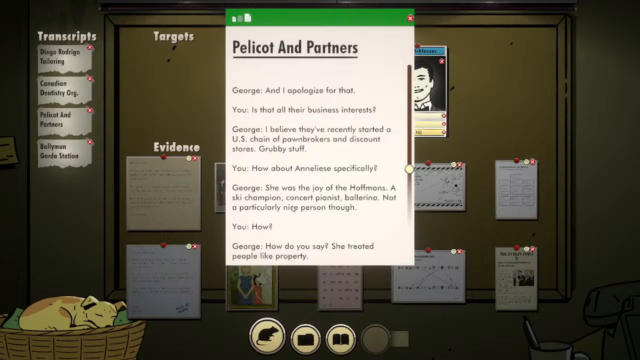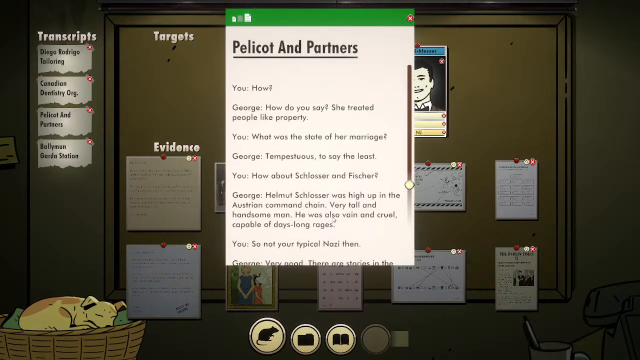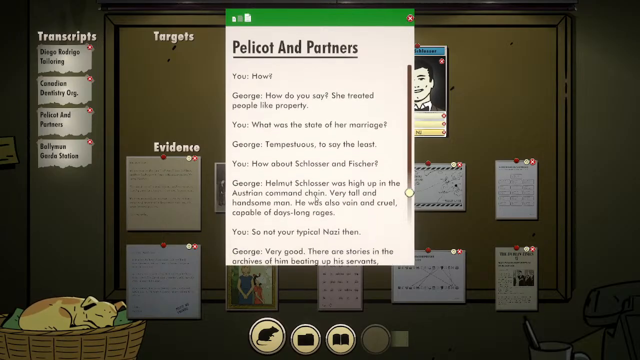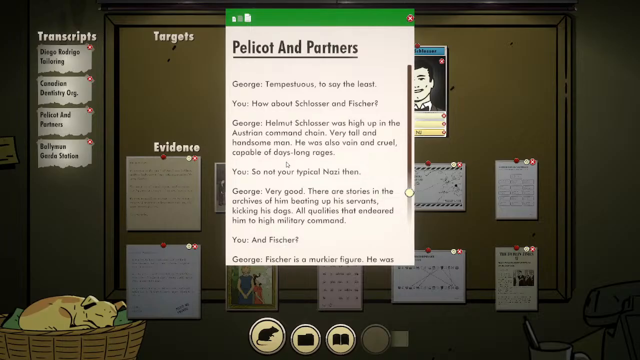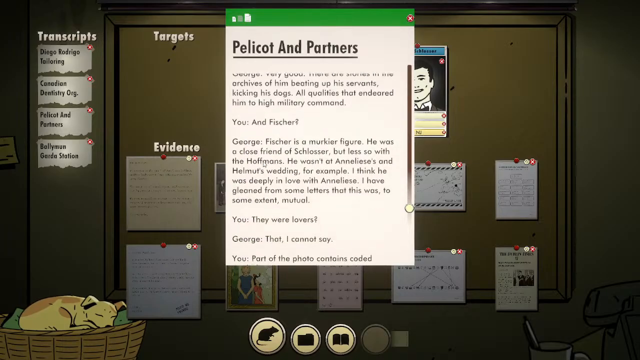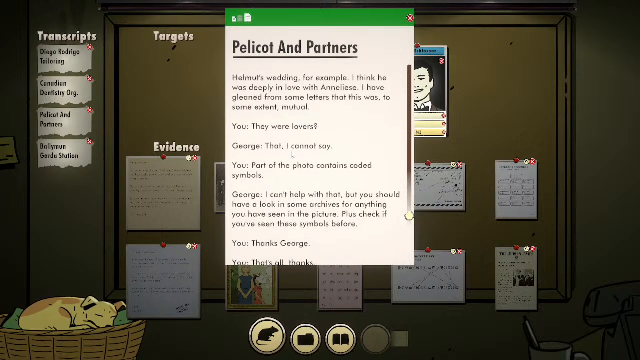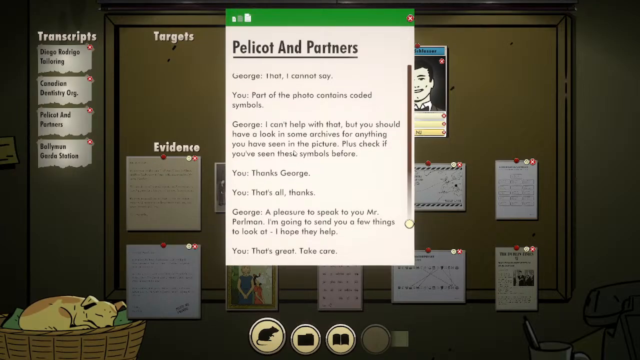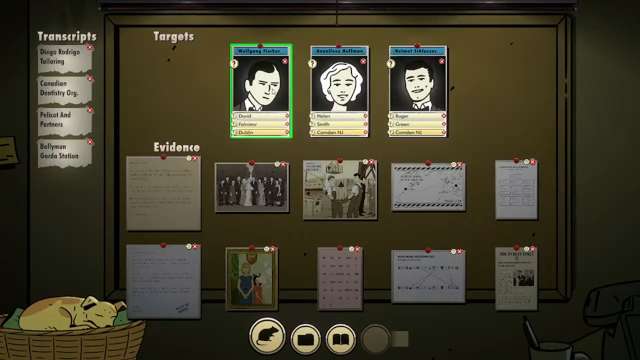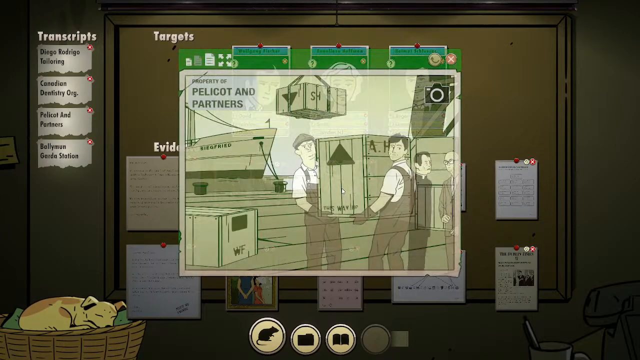Ski champion, concert pianist. What is this person with the arm that's got like the veins? Very tall, handsome man, vain and cruel, capable of days-long rages, kicking his dogs. Less so with the Hoffmans. He wasn't at Annalise's and Helmut's. Oh, he wasn't at their wedding. So how am I supposed to find him? This is not him. He wasn't at their wedding. This is not him.